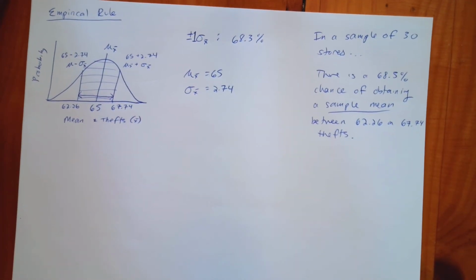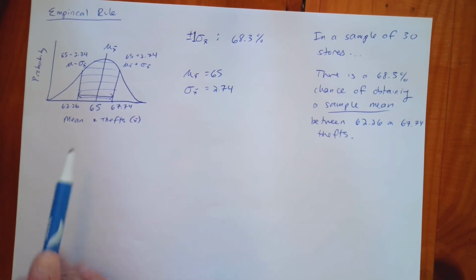So pretty similar to what we did last week. The only difference here is that instead of looking at a probability distribution for a single variable, we're looking at a sampling distribution that tells us the probability of getting different possible sample means in the 30 stores that we're going to be looking at.